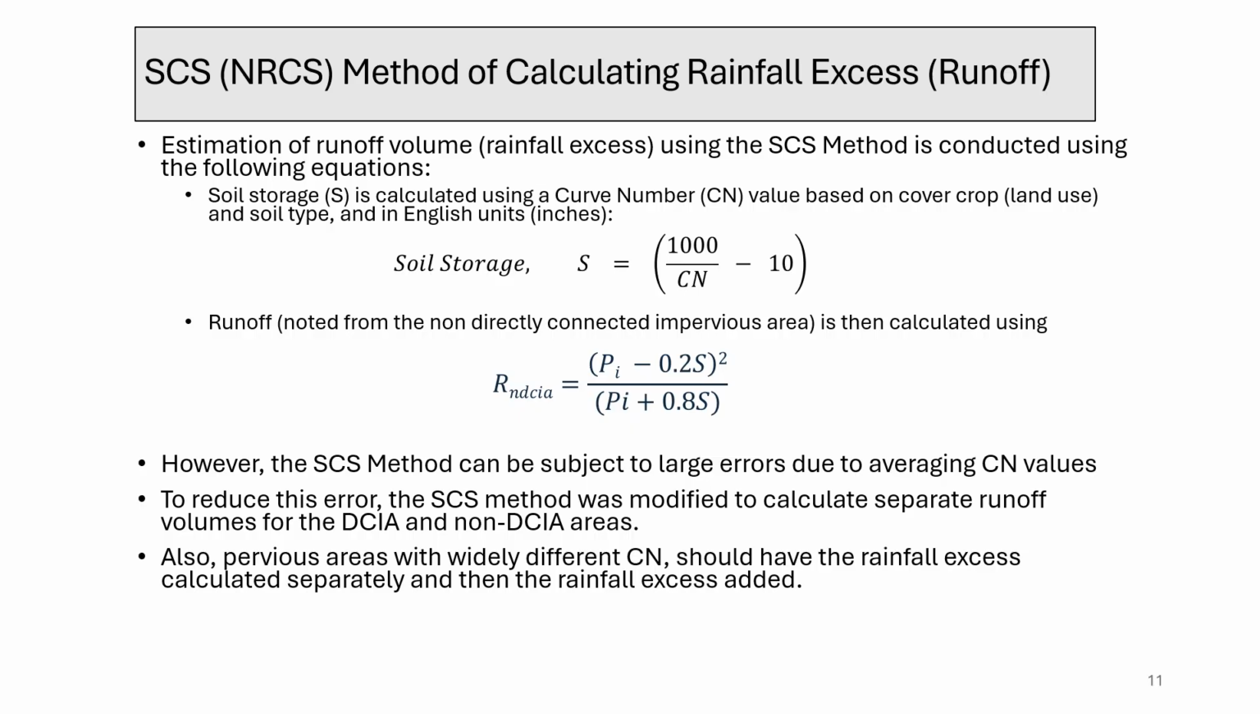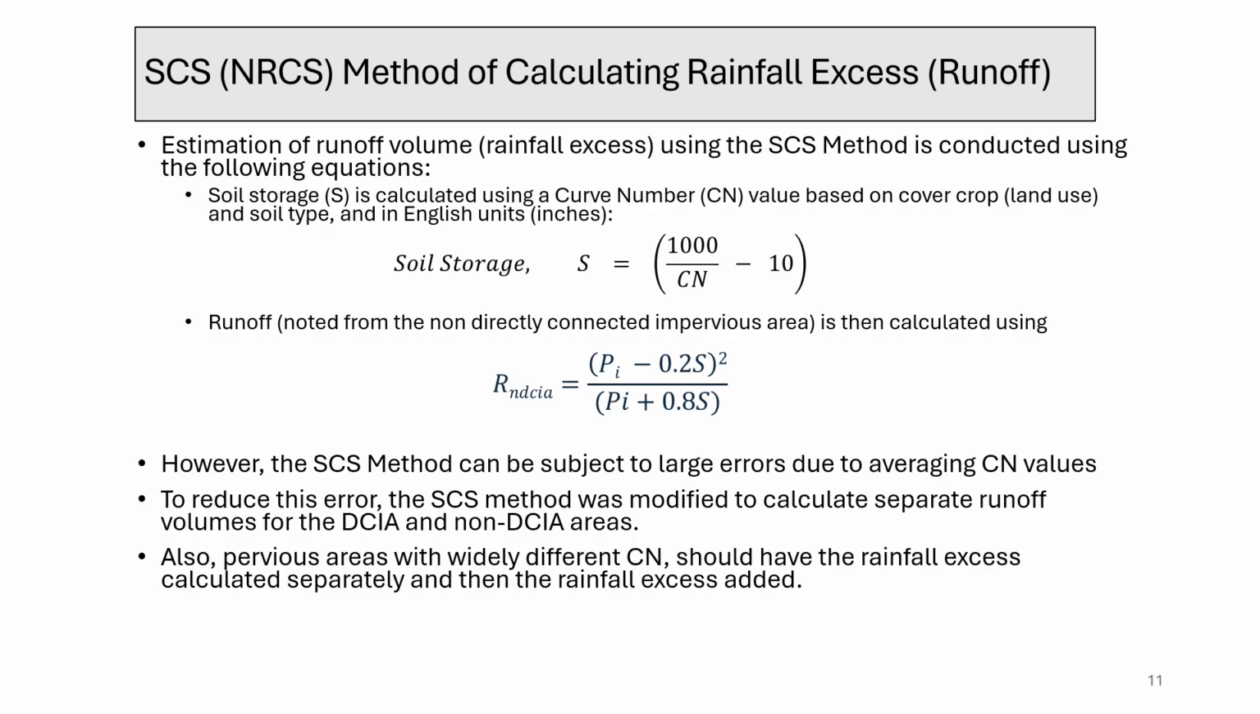The curve number itself is determined by factors such as the cover crop, which means the land use, and the specific soil type. This calculation is typically done in English units, specifically inches. This relationship between soil storage and the curve number is a well-defined aspect of the method and is crucial for simulations like those used in Harper. Once soil storage is determined, runoff, particularly from the non-directly connected impervious areas, can then be calculated.